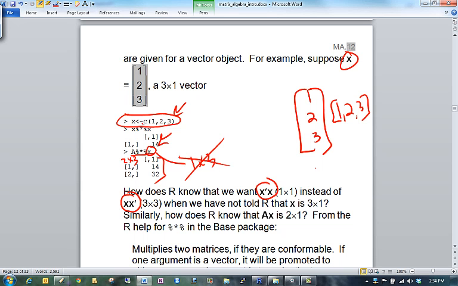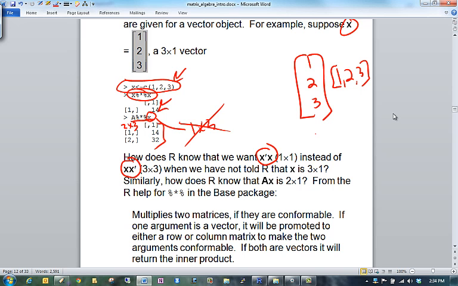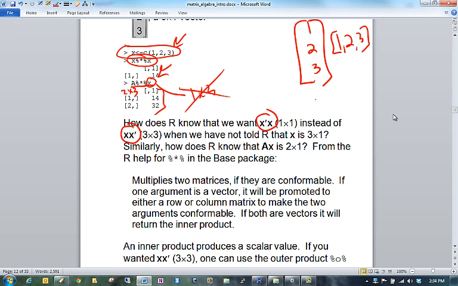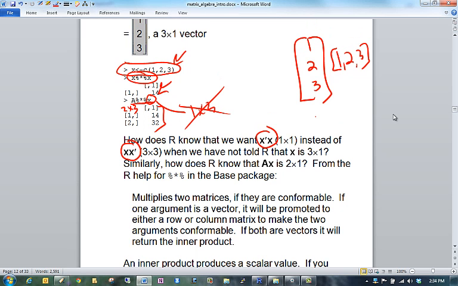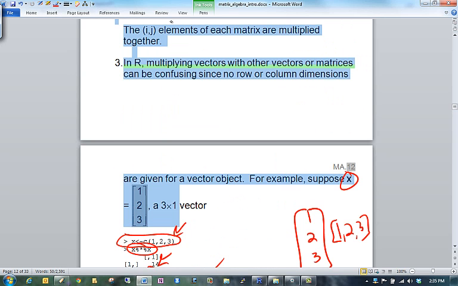Well, what about then the case of x times x? In that particular case, since we have two vectors multiplied by each other, R will return what's called, in a mathematical context, an inner product. Simply x transpose times x, or x prime times x. That's what it will always return. If you wanted instead, let's say, x times x transpose, sorry about that.